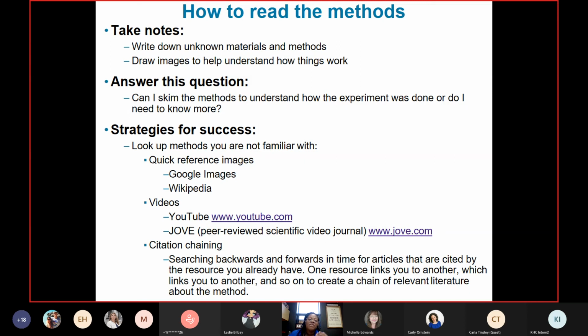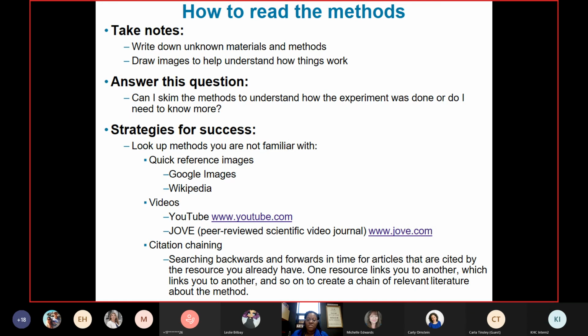So what do we do? We do something called citation chaining. And you all can do citation chaining as well. A citation is a reference, right? So what you do is you use search terms to go backwards in time, but also forward in time, for articles that are cited by other resources.